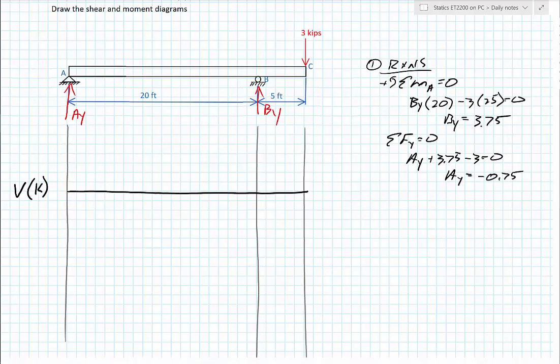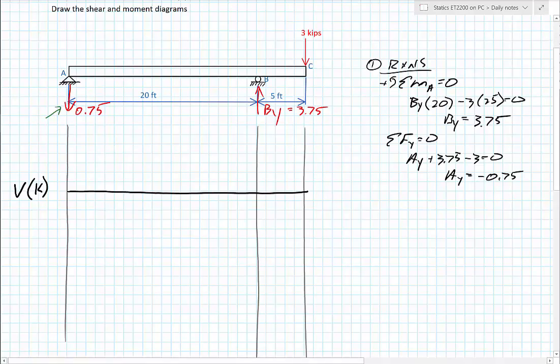And the way that I do this is, let me draw in these actual reactions. So it's going down 0.75 and BY is going up 3.75. So I look at the direction on my shear and say, that's how far I go down. So I go down 0.75 and then nothing happens as I move over till I get to this reaction. It should be a straight line. When we get to this point load, it says go up 3.75. So this is actually negative 0.75 plus 3.75 brings me up to 3. You go over, and then it says go down 3, so I go down, bringing it to 0.